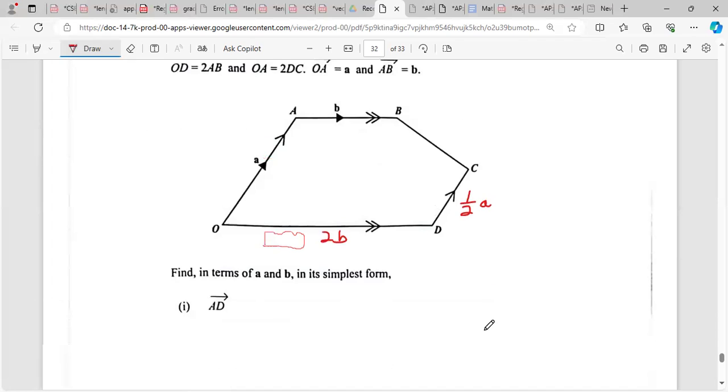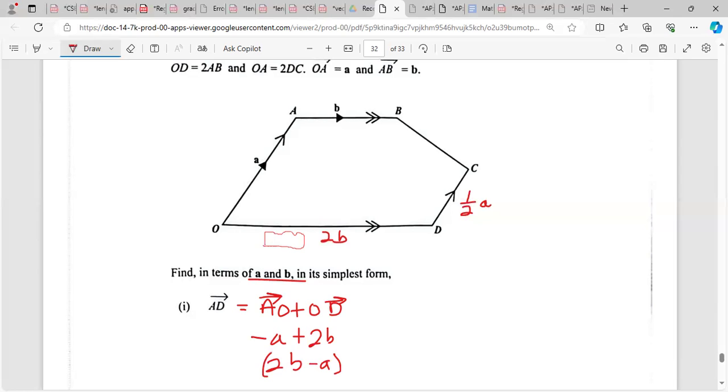It says now, find in terms of A and B in its simplest form the vector from A to D. Remember, we can't go directly, guys. We're going to go this route: from A to O, plus from O to D. Going from O to D is with the arrow, so it's positive 2B. But A to O is against the arrow, and the length of this is A, so that's minus A. That would be 2B minus A.